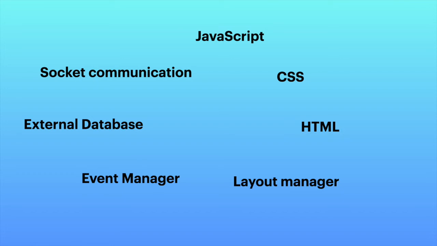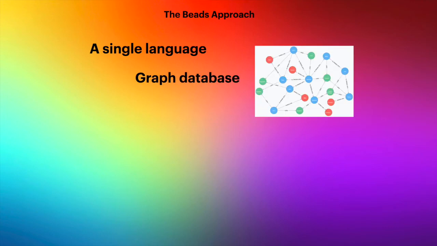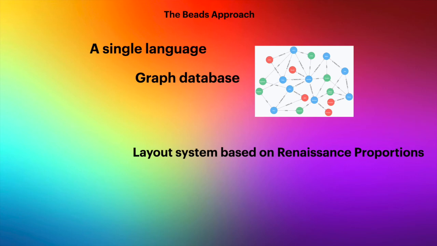Instead, in Beads, we have a single language that includes a graph database in the language itself. The layout system is based on Renaissance proportions, which is a beautiful way of scaling things, shrinking and growing gracefully, far superior to what Apple has in the struts and springs.